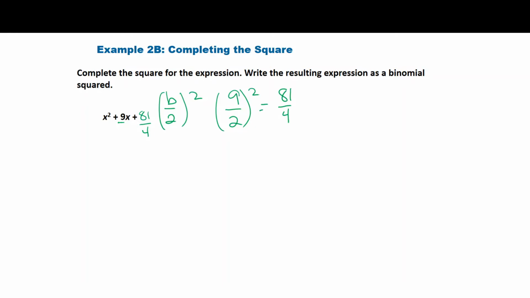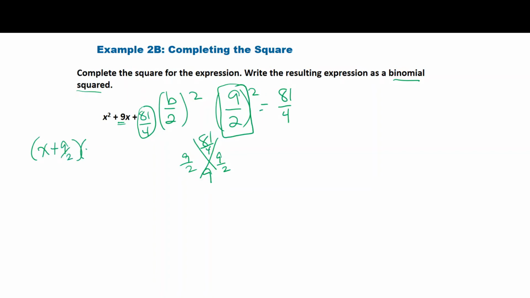So now we want to figure out what our binomial squared is. Let's figure out two numbers that multiply together to get 81 over 4 and add together to get 9. Well, we know it's going to be 9 over 2 because we just made that happen. So we're going to say 9 over 2, 9 over 2. To write our factored form, we're going to say x plus 9 over 2 times x plus 9 over 2.